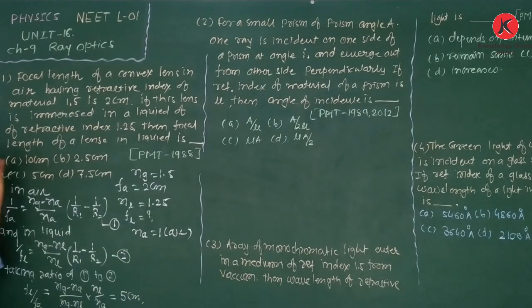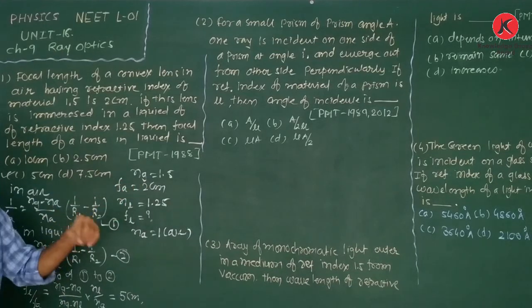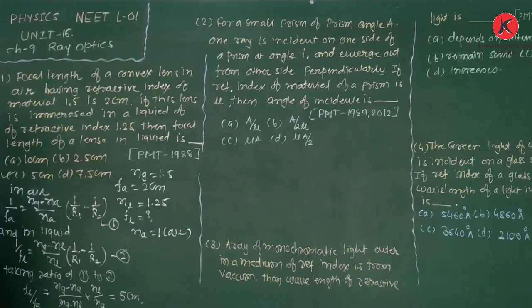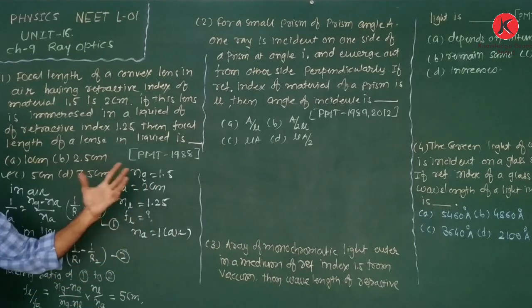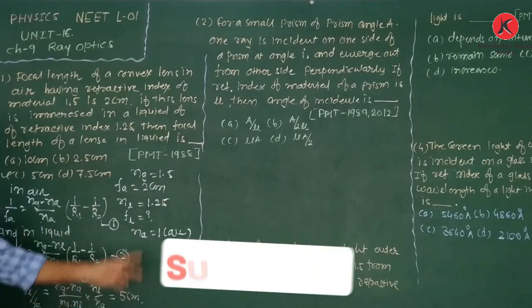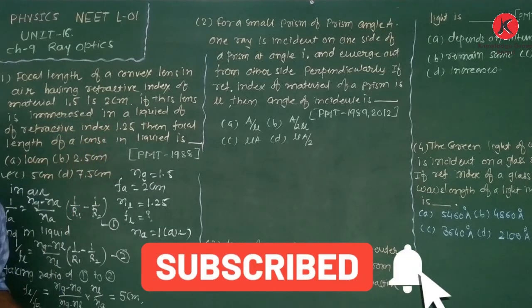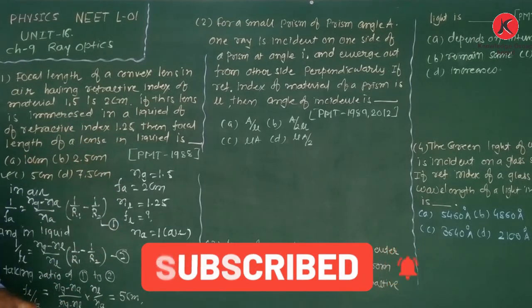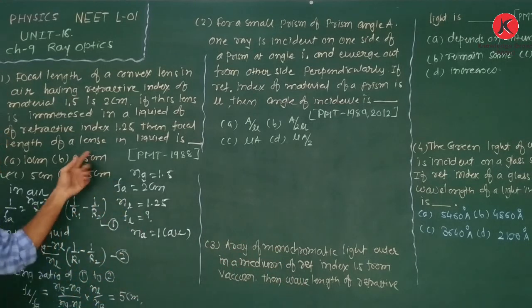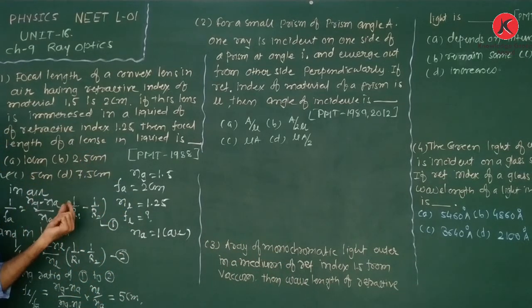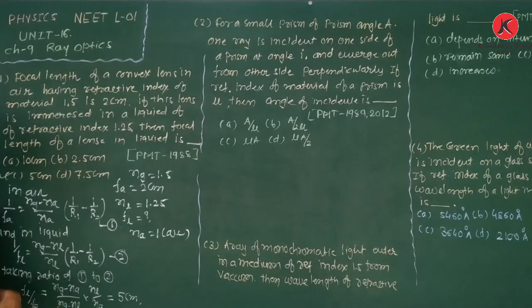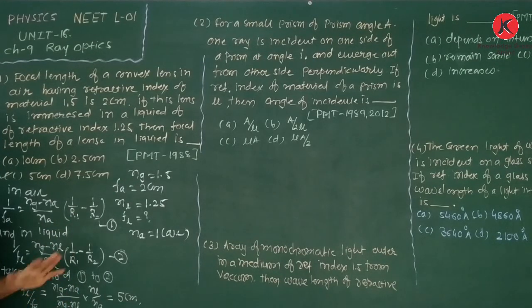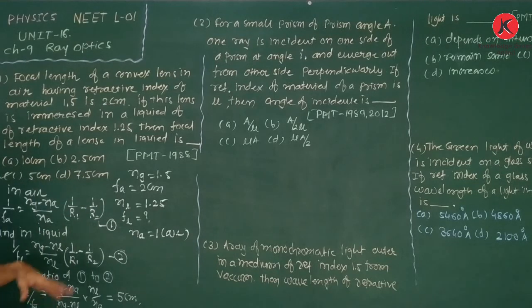Again, read the question carefully, what is given. The focal length of a convex lens in air medium is given, Fa, 2 centimeter, having the refractive index 1.5. That is the refractive index of the material of the glass lens. Now the lens is immersed in a liquid having refractive index 1.25. Find the focal length of the given lens in the given liquid. For that purpose, we are using the lens maker's formula. Clear this? Here 5 centimeter is the answer.